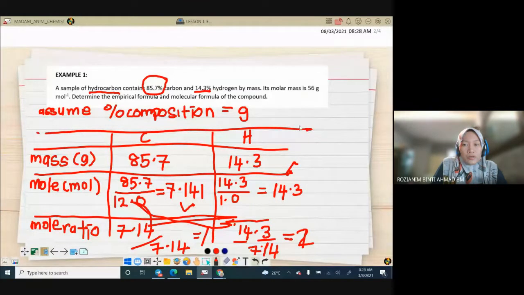So bila you dah buat empirical formula, you kena buat conclusion. Okay, apa conclusionnya? You kena buat empirical formula sama dengan CH2. Saya stop kat sini, saya minta sekejap sebab dia lag.